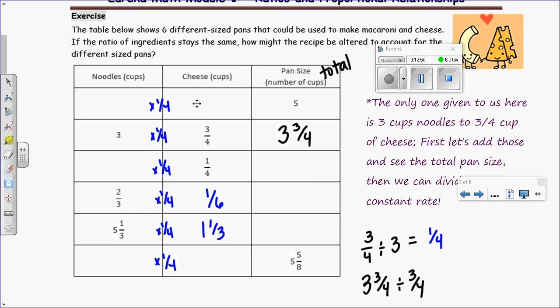Okay, we still have some other ones to fill in here. This one we can't really do yet because I don't know anything. And then same thing down here. This one, I bet you could do this. Something times 1/4 gives me 1/4.